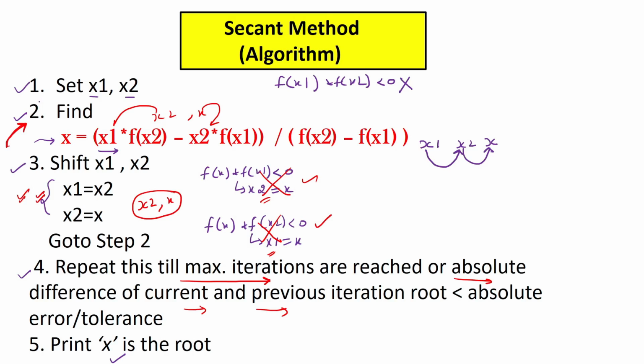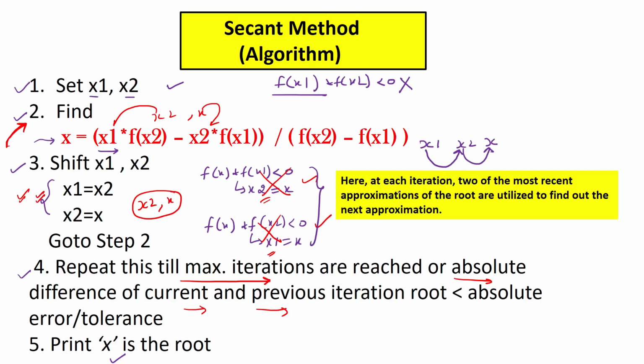So here we can see the difference from the regula falsi method in the case of the secant method. In the first step, we need not check this condition, and during shifting, we need not check these conditions. Actually in the third step, we can say that at each iteration, the two most recent approximate values of the root are used in the next approximation.